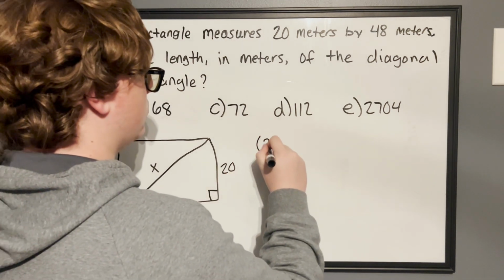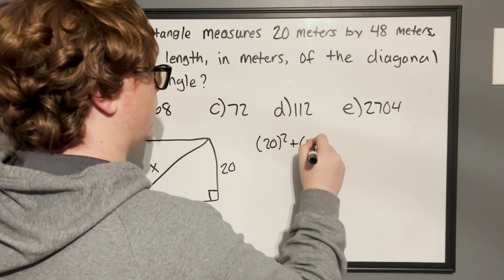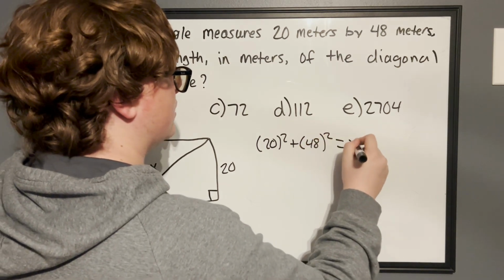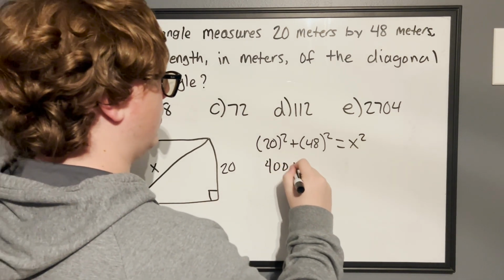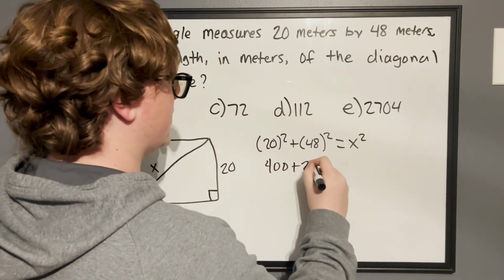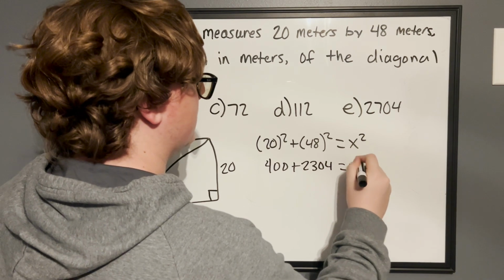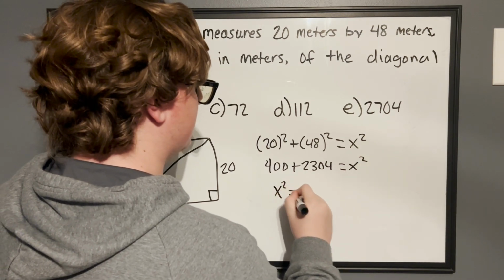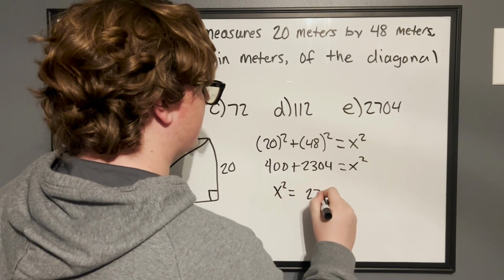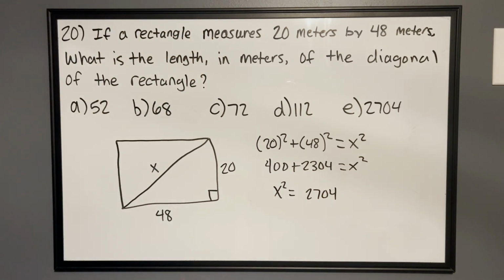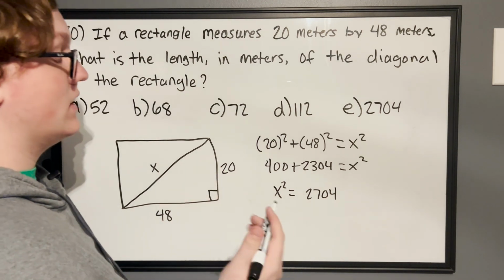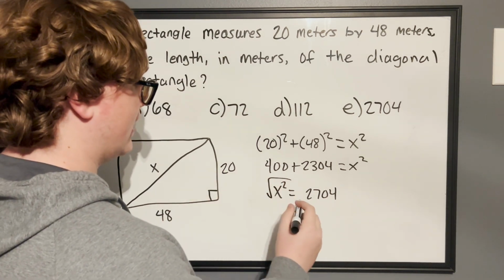So that tells us that 20 squared plus 48 squared is equal to x squared. So 20 squared is 400 plus 48 squared is 2,304 is equal to x squared. So x squared is equal to 2,704. Now this isn't the answer because this is the square of the diagonal. We want to find what the diagonal is. So we need to take the square root of both sides.